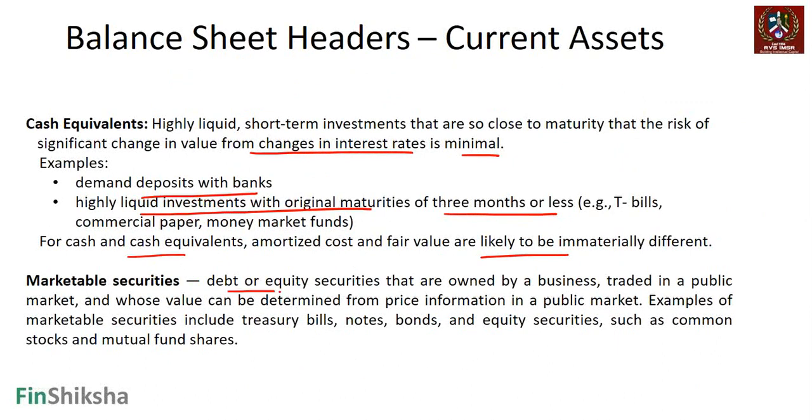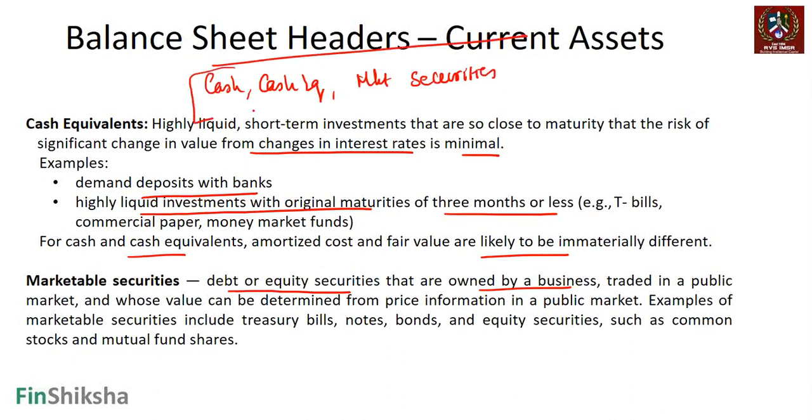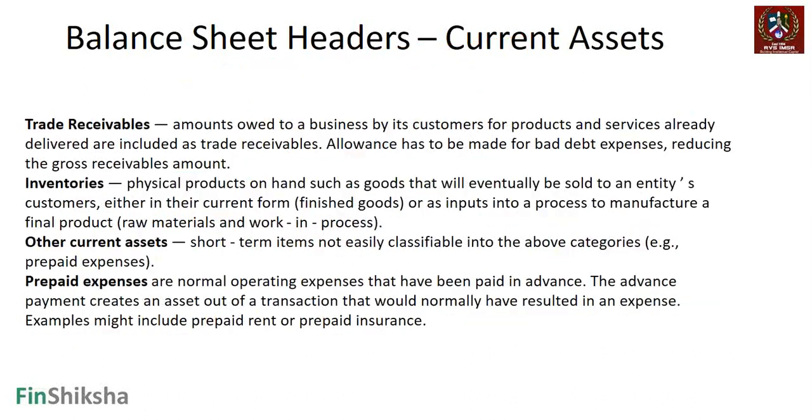Then marketable securities: debt or equity securities that are owned by a business, traded in a public market, and whose value can be determined. They are immediately convertible to cash. So cash equivalents and marketable securities are all taken together typically to understand the cash position of the company, because all these three can be immediately converted into cash, right? Cash is already cash. You can sell all your securities and convert them to cash. You can take all the money out of banks. That's all available for you to use, right?